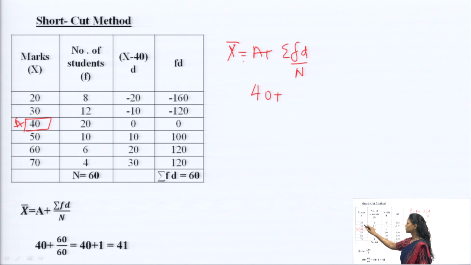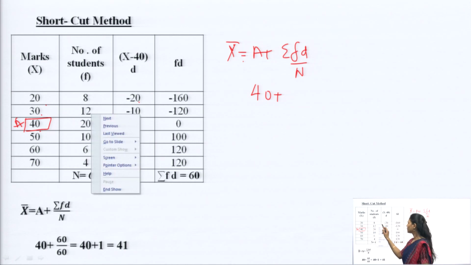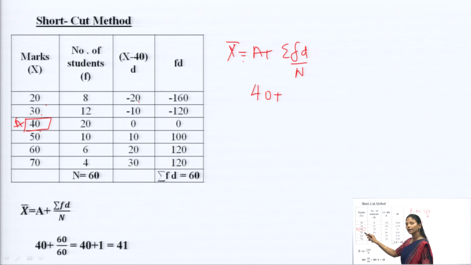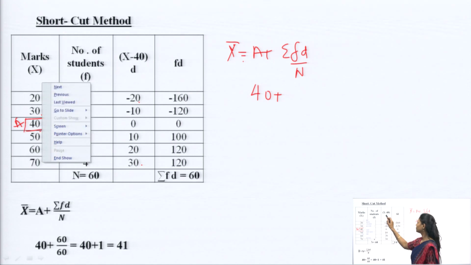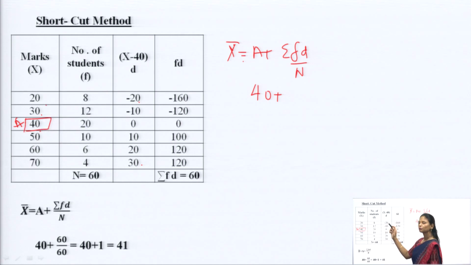What is x? X is 20, a is 40. So, 20 minus 40 gives me minus 20, 30 minus 40 gives me minus 10, 40 minus 40 gives me 0, 50 minus 40 gives me 10, 60 minus 40 gives me 20, 70 minus 40 gives me 30. Now, the formula asks you for f into d. What next you are supposed to do? You have f, you have d with you. So, you are supposed to just multiply.